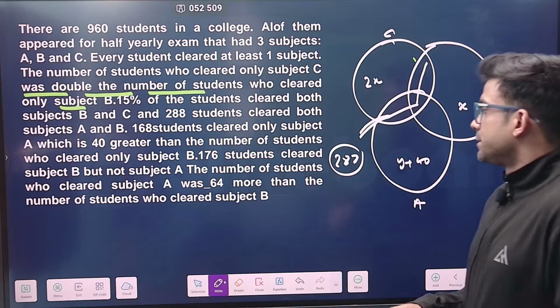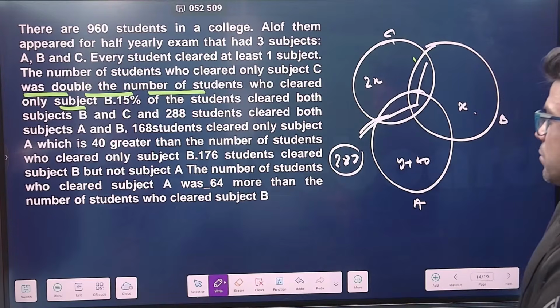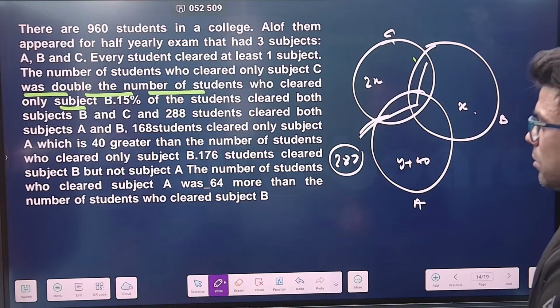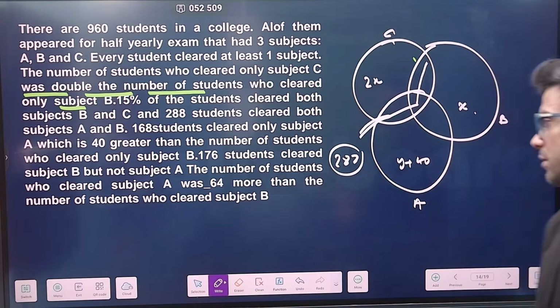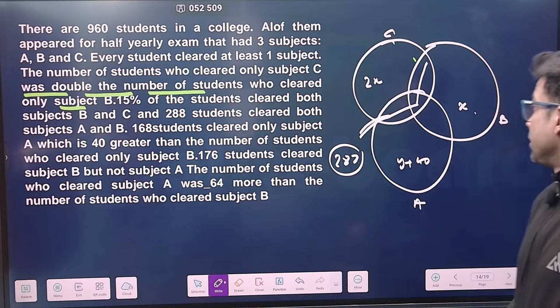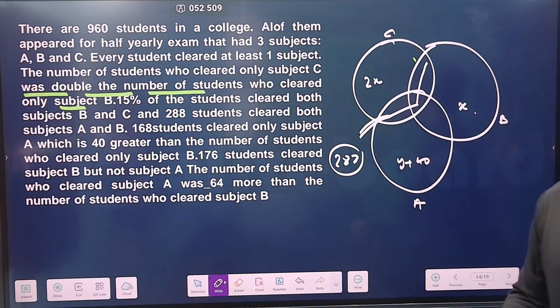You need to understand how that 40 will be more, you need to apply logic for that. 176 students cleared subject B but not subject A. Subject B done, subject A not done. So again you need to think about it. 120, 176, and the number of students who cleared subject A was 64 more than the number of students who cleared subject B. It should be 64 more. Based on this information, you can solve the question.